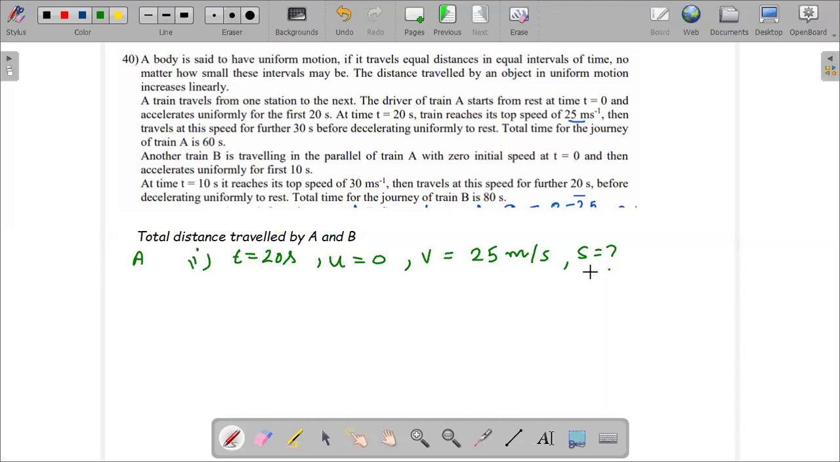So first you find the acceleration, and once you find the acceleration, then you can find the distance traveled by either the second equation or the third equation.